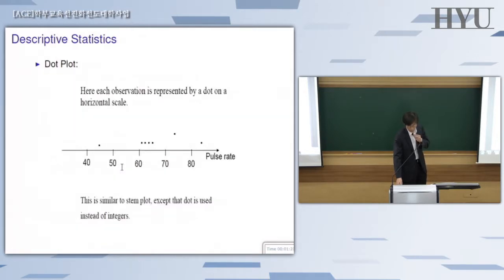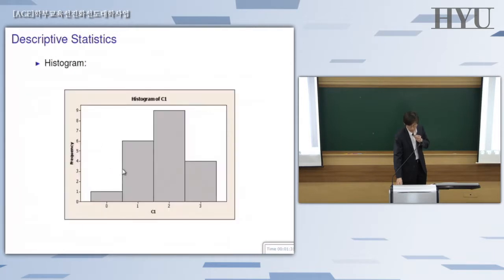The second kind, even simpler, is a dot plot. Basically it tells us the same story. And the third one was a more refined one, the so-called histogram, which lets us know the frequency of those observed values in our sample.